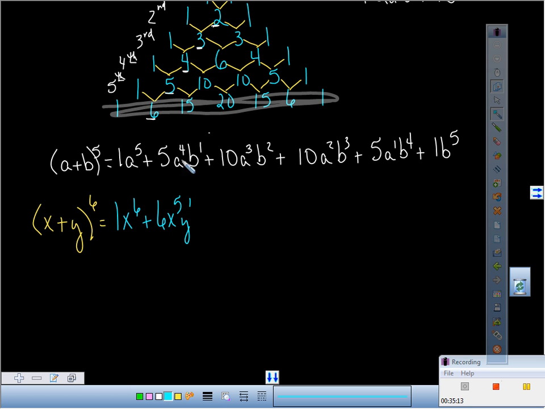Hey, anybody notice anything about all these little terms? That's exactly right. Y'all look, this is a 5. That's a 5. What's 4 and 1 make? What do 3 and 2 make? 2 and 3. 1 and 4. Oh, it's just a little check. Okay, it's just a little check. All right, so what's the next one? 15x to the 4th, y to the 2nd.